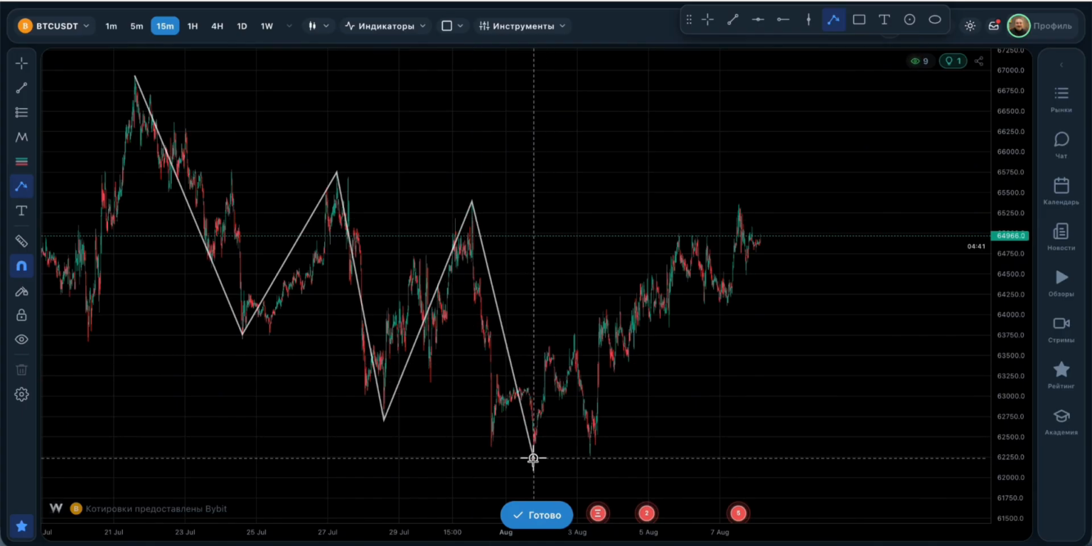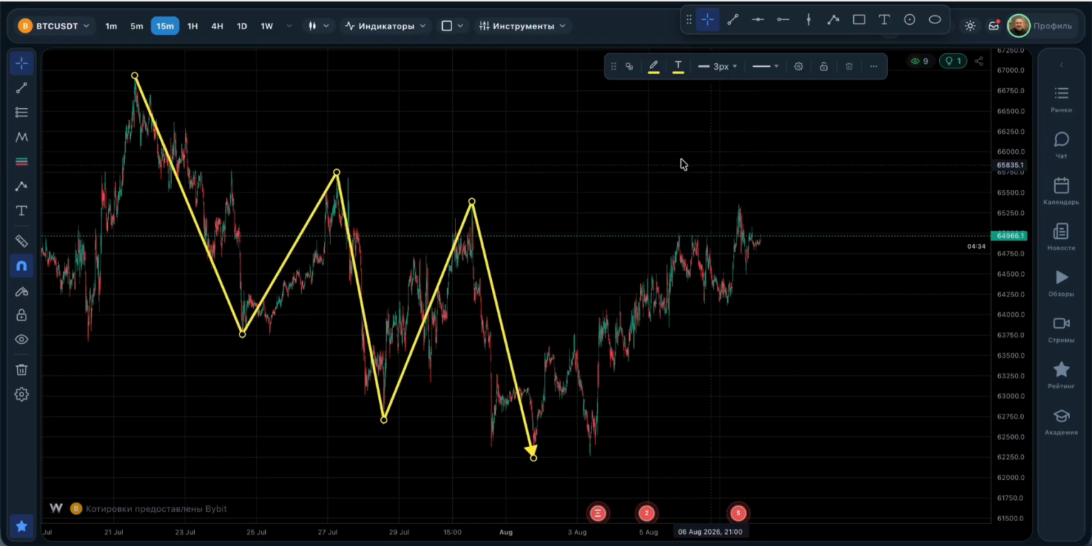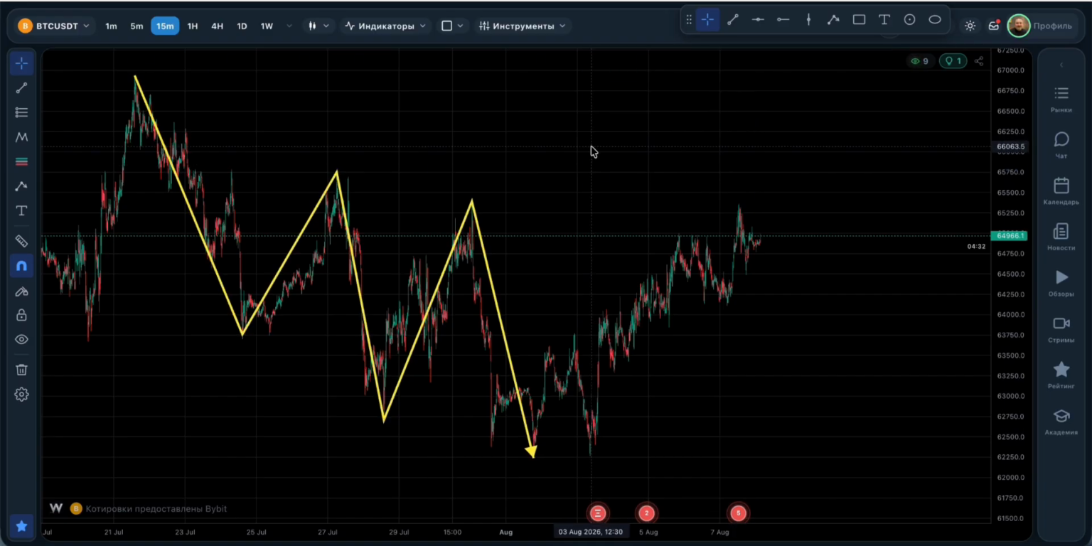Here we have the previous downward trend movement. Traditionally, I make it yellow, and a bit thicker, since it's the main one. We format the chart in such a way that we have two movements, and the second movement, the current one, should be of a lower time frame.